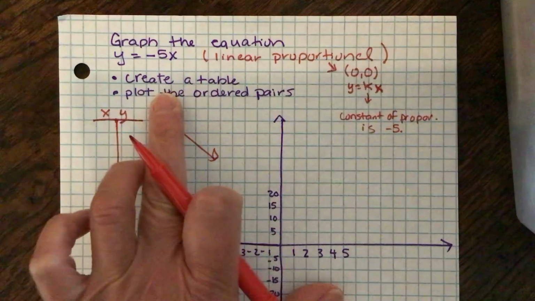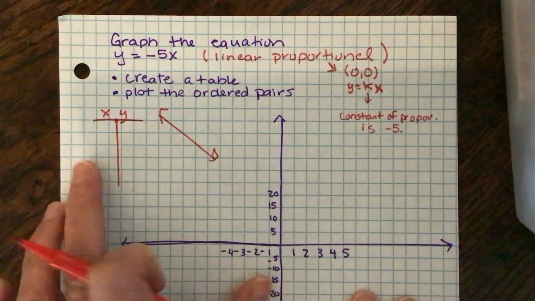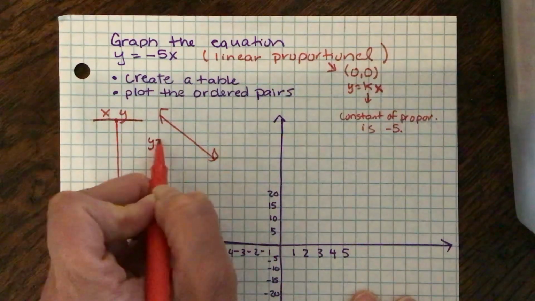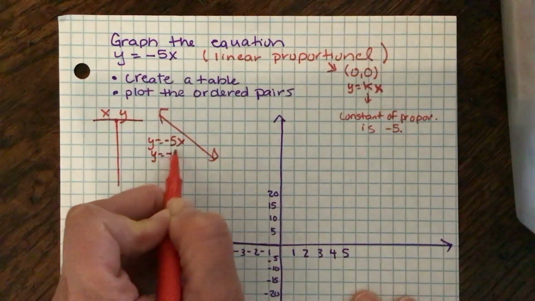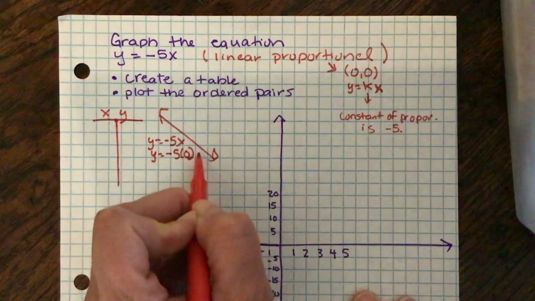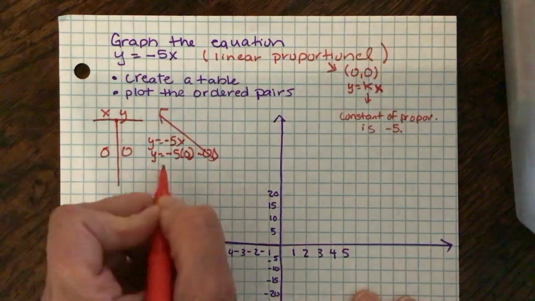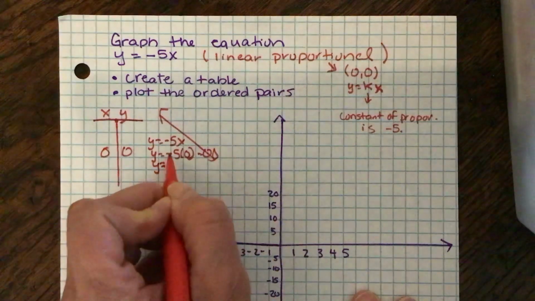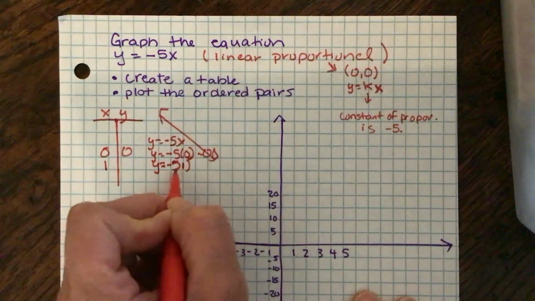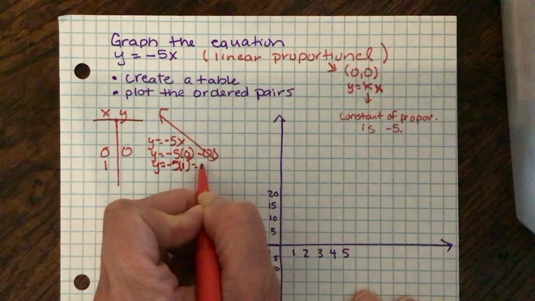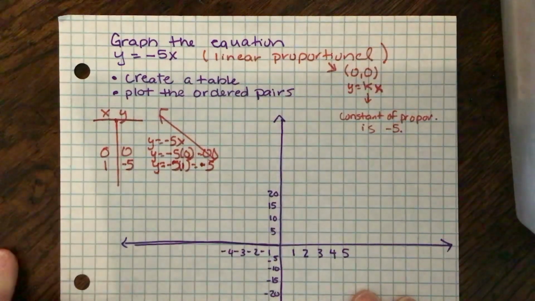So I'm just going to start with creating the table, and here's your equation. I'm just going to write down the equation and plug in some numbers. So my equation is y equals negative 5x. I'm going to first let x be 0. When x is 0, y is 0. So there's our first ordered pair, (0, 0). I'll write it down again and let x be 1. When x is 1, y is equal to negative 5. So this is our second ordered pair that we'll plot.